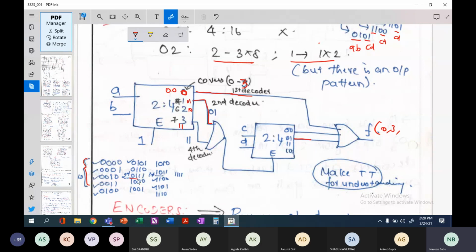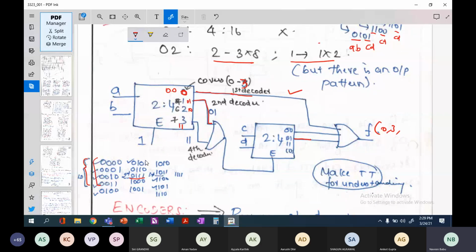Second to this particular thing will be taken care by the second decoder, and these things will be taken care by the third, and the last four will be taken care by the fourth decoder. So now in order to implement these functions, we do not require any decoder because all the inputs are here. So this takes care of the first decoder.